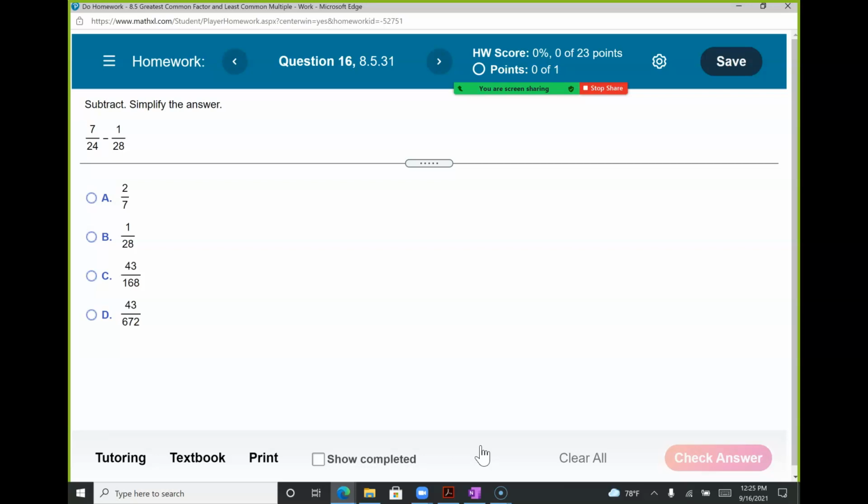So let me do this one. Let's make this one our last problem today. So I'm going to do 7 over 24 minus 1 over 28. Okay? 7 over 24 minus 1 over 28.